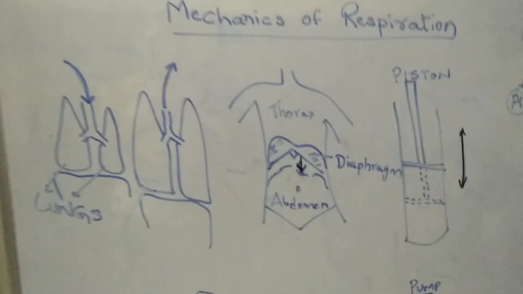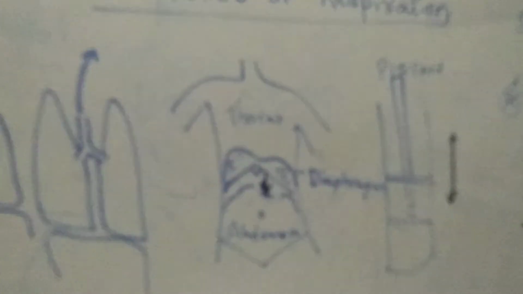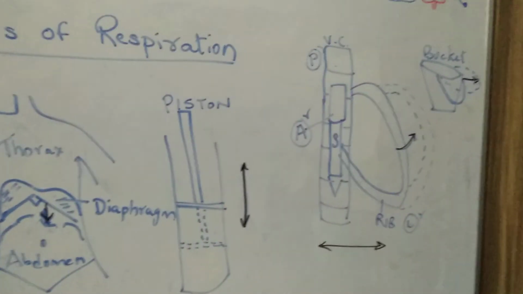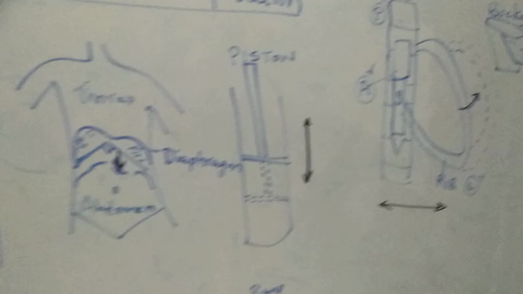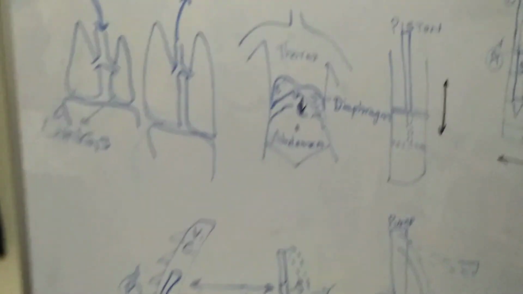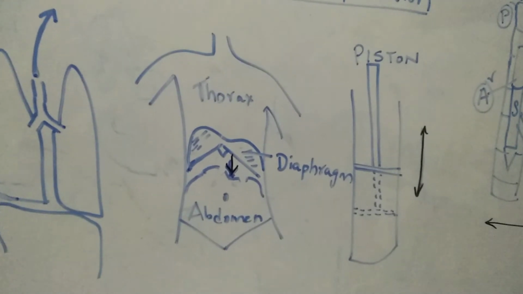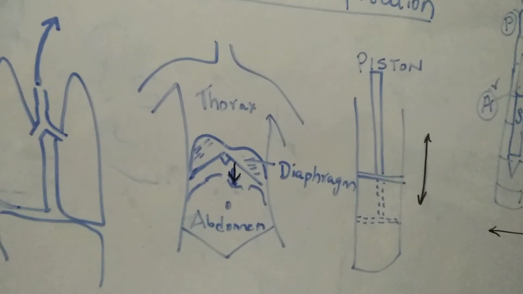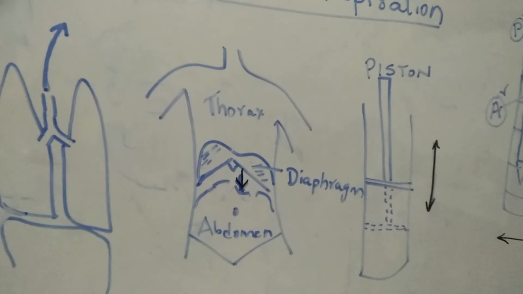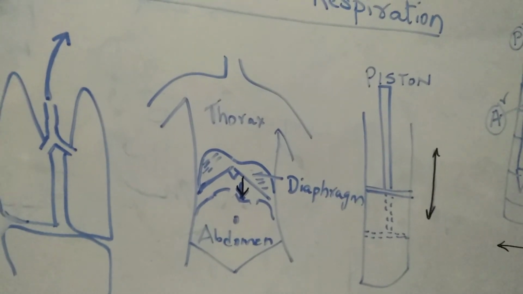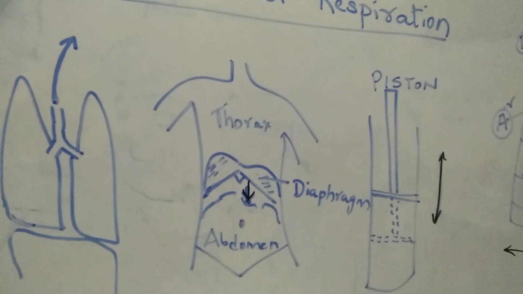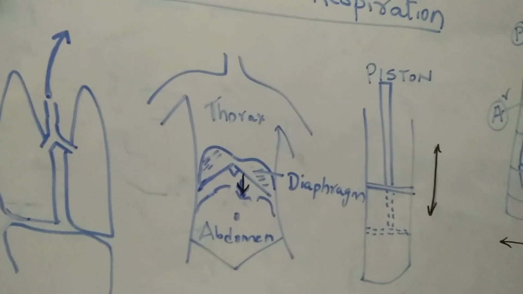In summary, the mechanics of respiration are three: piston-like movement, bucket handle movement, pump handle movement. What is this piston-like movement? It is facilitated by the diaphragm. The diaphragm shifts downwards, increasing the vertical diameter similar to a piston, thereby facilitating negative intrathoracic pressure and inspiration.